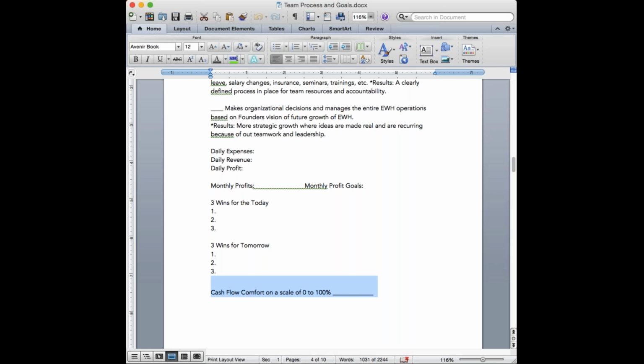And then the last piece is you can rate cash flow comfort on a scale of 0 to 100%. That's going to be really up to the owners to decide, that comfort level of how much cash flow they want to be seeing.